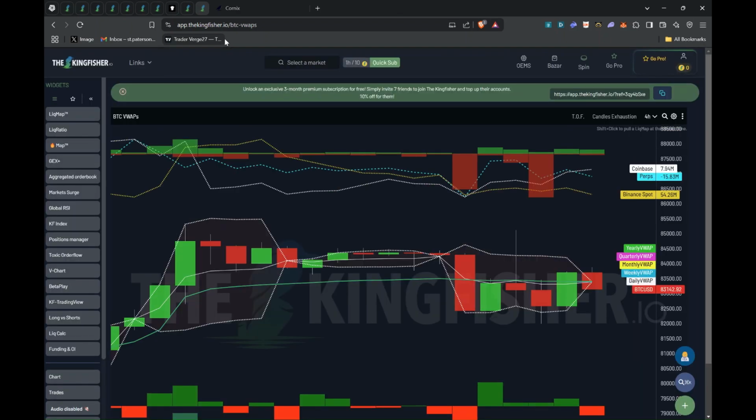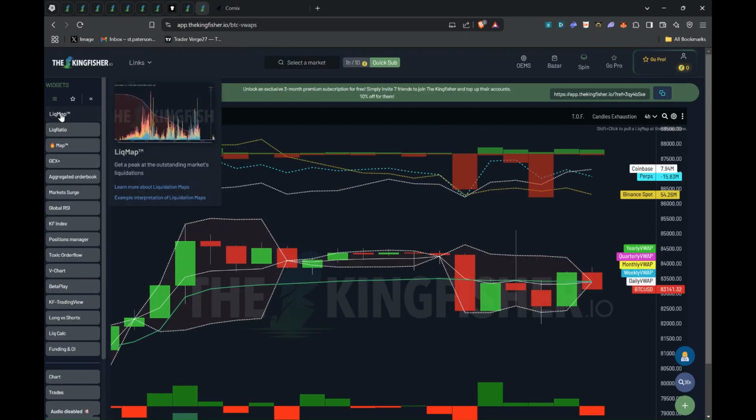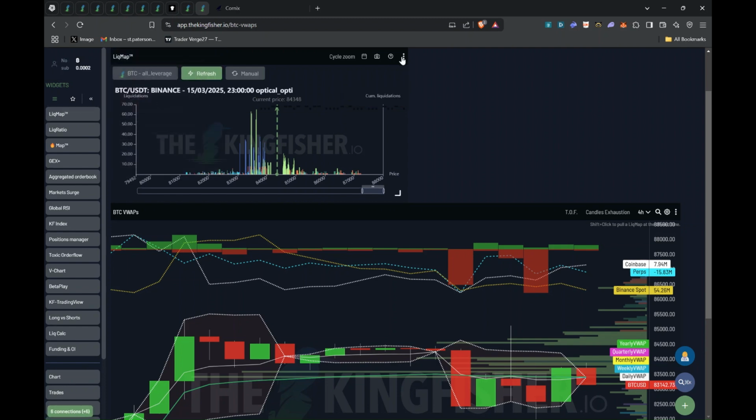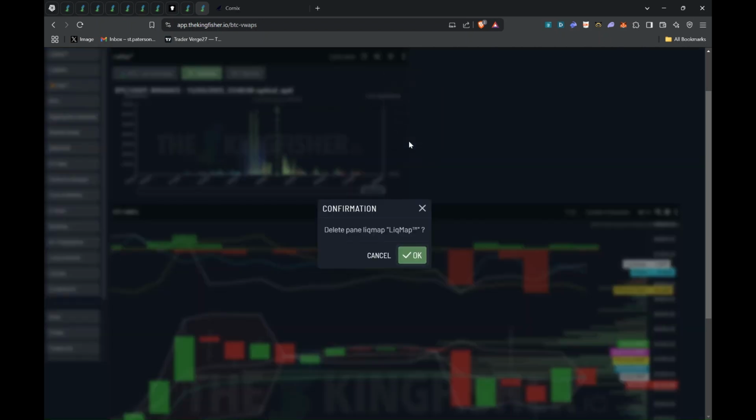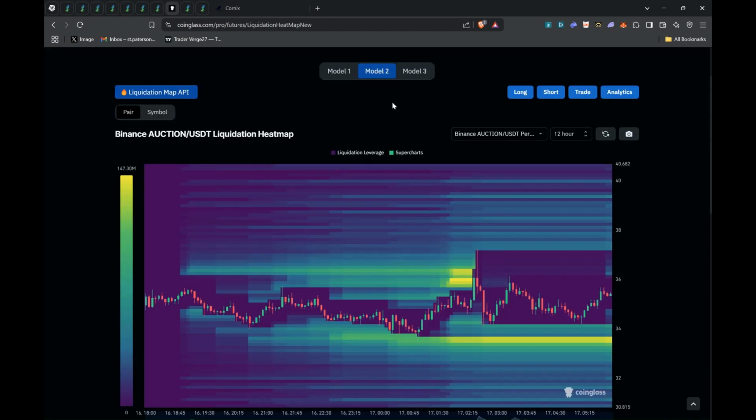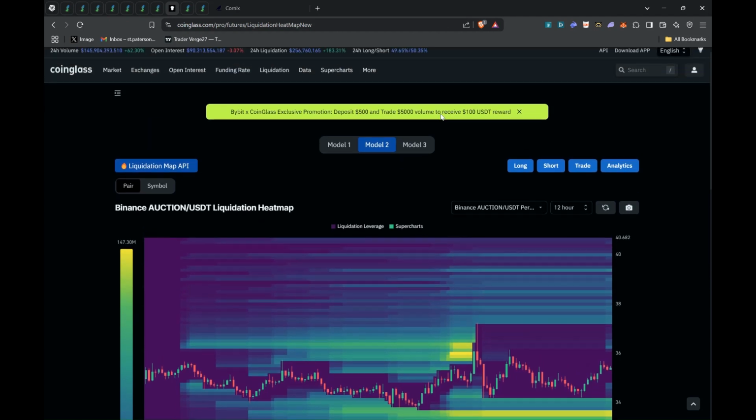The nice thing about Kingfisher is you can build the liq maps usually alongside in the same window, so you can build them concurrent with price. That's pretty cool. But yeah, just take a look at Kingfisher. I would say I do use CoinGlass at the moment.